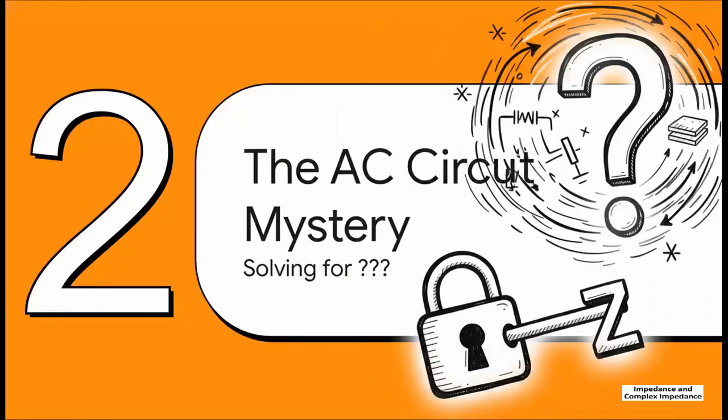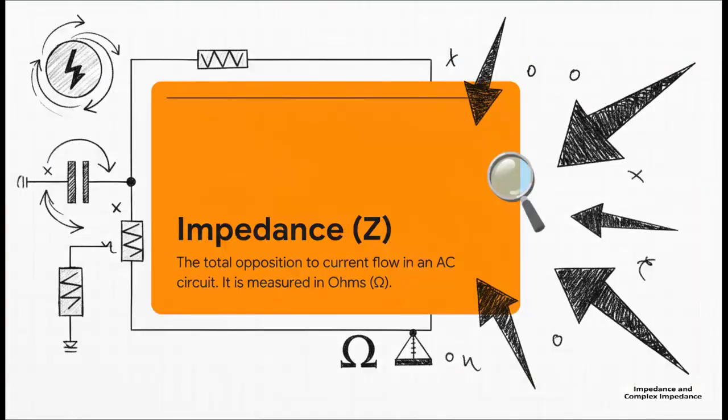This total, combined, more complicated opposition that shows up in AC circuits, well, it has a name. And understanding it is the key to unlocking how so much of our modern technology actually works. And that name is impedance. We use the letter Z to represent it. You can basically think of it as the complete picture, the total opposition in an AC circuit. And just like resistance, we measure it in the same unit, ohms.